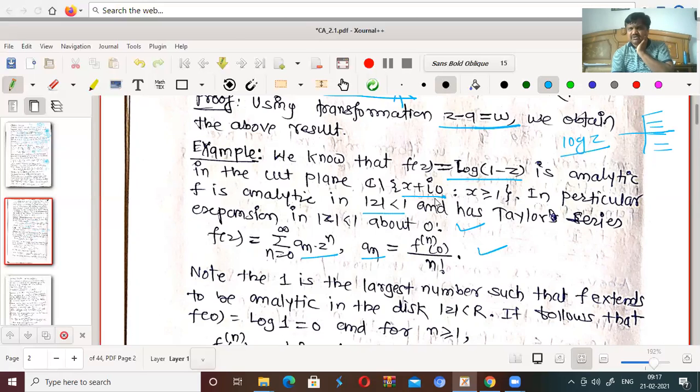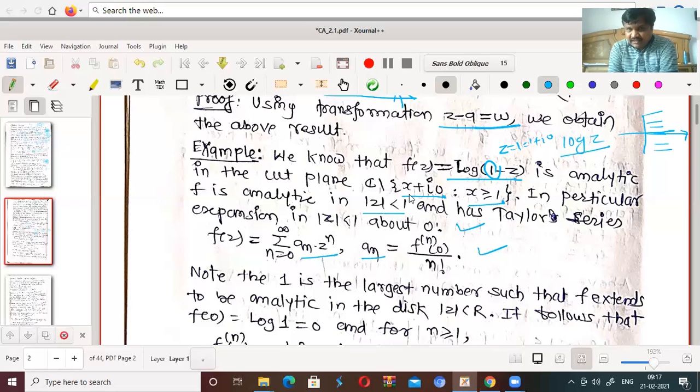What is x plus i into 0? This is only x, meaning here on the real axis, where x is greater than or equal to 1. That is the case. So log of 1 minus z: if I take z equal to 1, that is 1 plus i into 0, what will happen? Log 0 is indefinite.